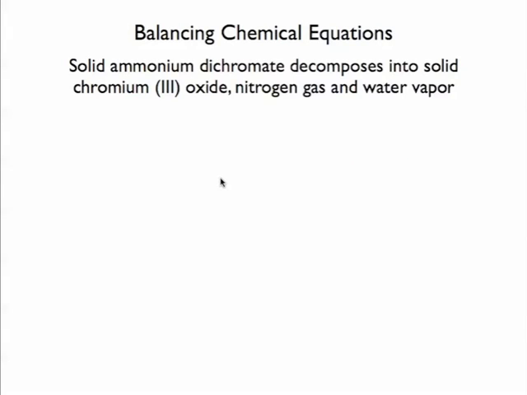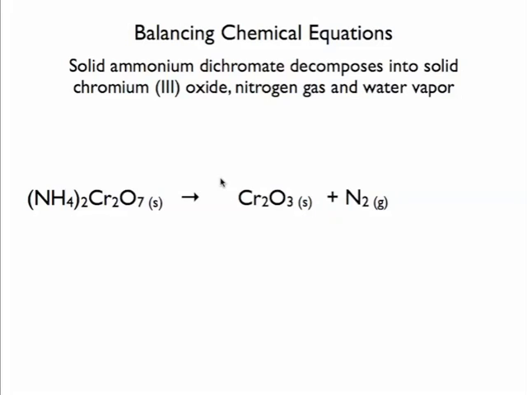The next one we'll look at is shown here. Pause the video and write the balanced formulas for each of the compounds in this equation. Alright, you should have ammonium dichromate solid to yield chromium 3 oxide, nitrogen gas, and water vapor.